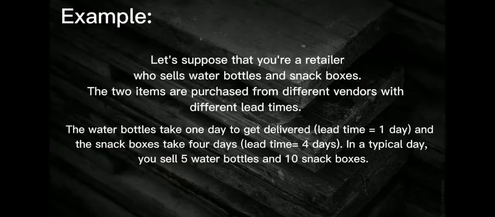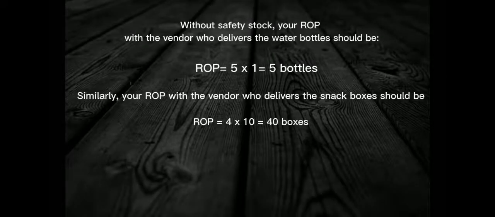An example for reorder point. Let us suppose that you are a retailer who sells water bottles and snack boxes. The two items are purchased from different vendors with different lead times. The water bottle takes 1 day to get delivered, so the lead time is equal to 1 day, and the snack boxes take 4 days, so the lead time would be 4 days. In a typical day, you sell 5 water bottles and 10 snack boxes. So you have to calculate.